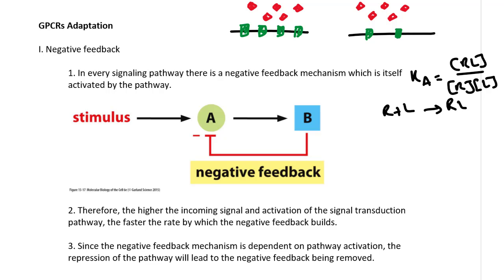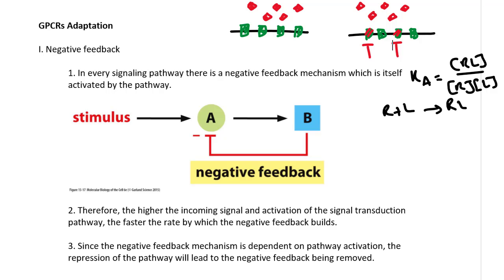But another way is that the number of receptors on the membrane doesn't change, but there's some sort of negative feedback, decreasing the number of active receptors on the membrane. And it has the same effect. It's like the receptors are not there. Okay? Negative feedback. In every signaling pathway, there's a negative feedback mechanism which is itself activated by the pathway.